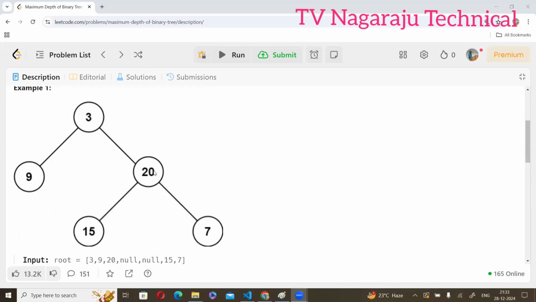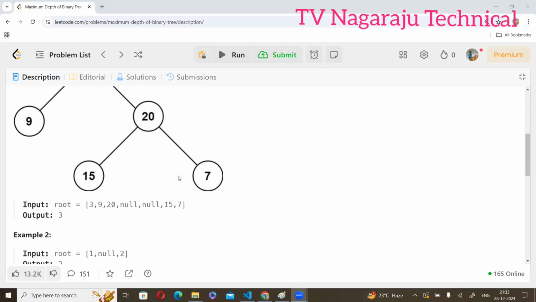Now 3 to 20, 3 to 50, 20 to 15. You need to reach the leaf node. Here, what is the maximum depth? 1, 2, 3. 3 to 20, 20 to 7. What is the depth? 3. So among these, the maximum value is 3.